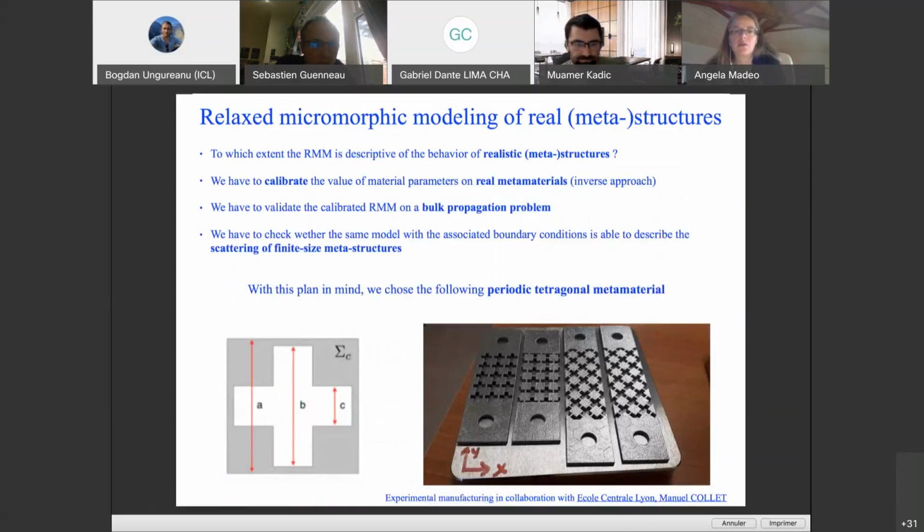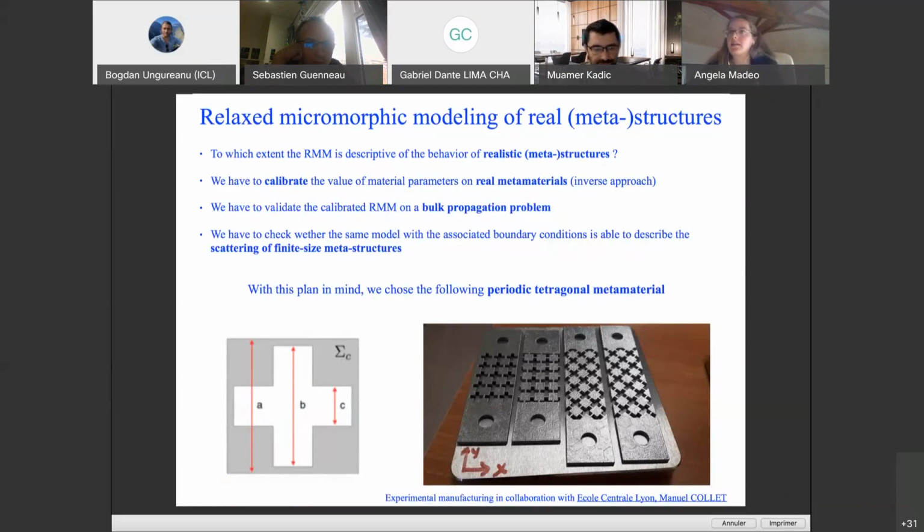Okay, so we need to fit on a realistic, on a true metamaterial. We used for the beginning this cross-shaped one. Then we are going ahead with other microstructures. And so here is the unit cell, and here is a specimen containing more unit cells.